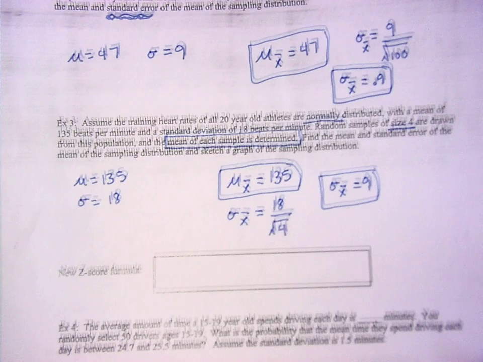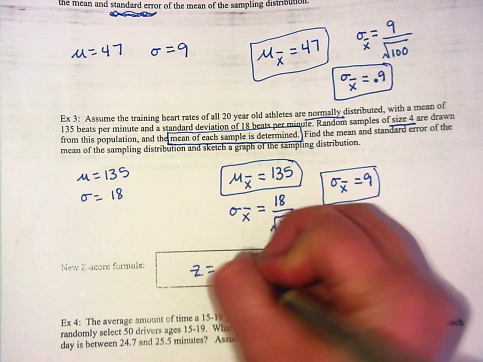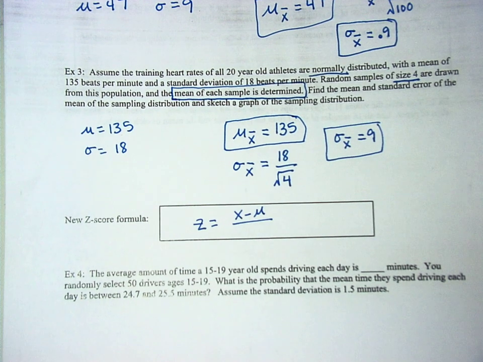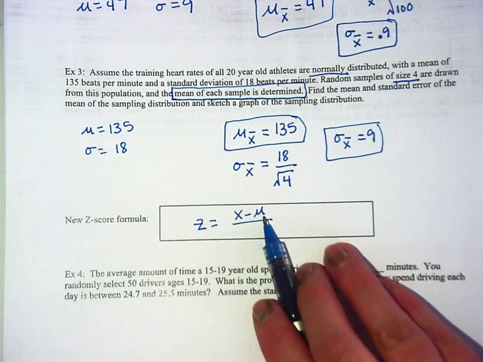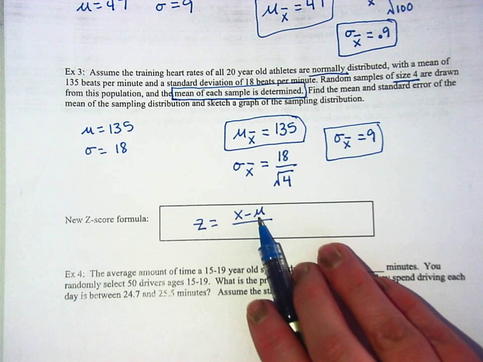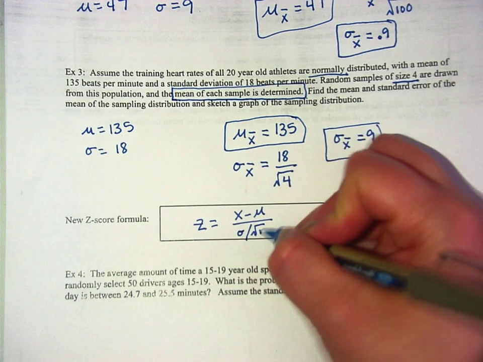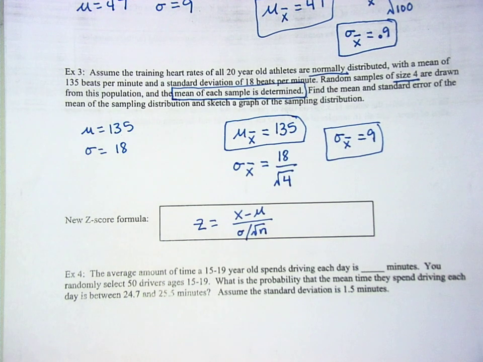The new z-score formula. Normally, it's z equals x minus mu over sigma, but it's not sigma this time because the mean is still the mean, right? But what is sigma changed to? The standard error, which is sigma divided by the square root of n. So when we're talking about the mean of means, instead of using x minus mu over sigma, you use x minus mu divided by sigma over the square root of n, which is not at all a fun song.